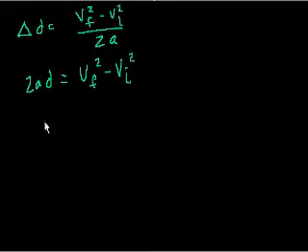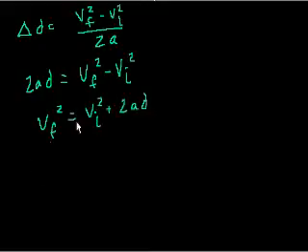Or you could write it as Vf squared is equal to Vi squared plus 2ad. And I don't know what your physics teacher might show you or what's written in your physics book, but one of these variations will show up in your physics book.